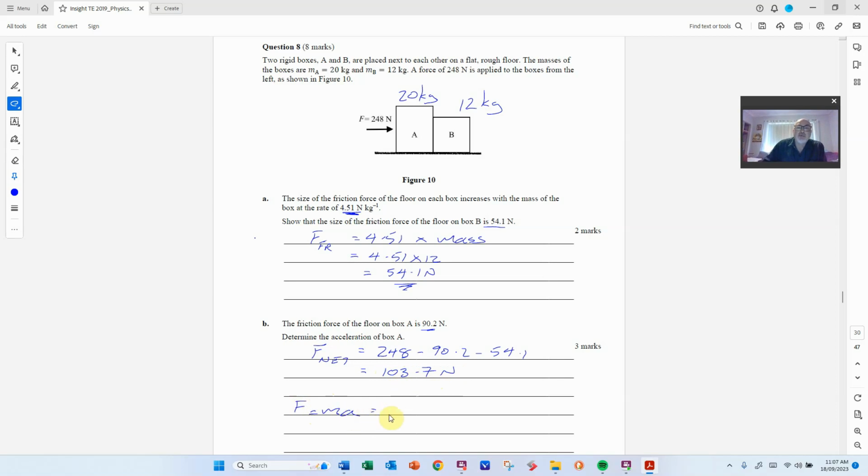Now the mass is the combined mass, so that's equal to 32, because 12 plus 20, so that's 32, times a, and that's equal to our net force, which is 103.7. So a equals 103.7 divided by 32, which gives us 3.24 metres per second squared.